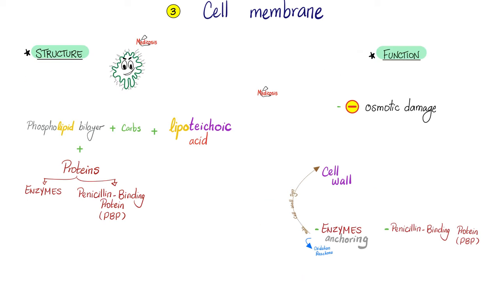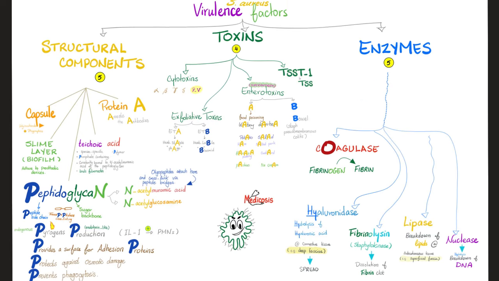We talked about the capsule and the slimy layer. We talked about the cell wall. Let's talk about the cell membrane of Staph aureus. Structurally, like any membrane, lipid bilayer, phospholipid that is, plus carbohydrates, plus lipoteichoic acid, plus some proteins, such as penicillin binding protein and enzymes. You need enzymes for anchoring, oxidative reactions, and to synthesize the cell wall peptidoglycan. Function: prevent osmotic damage. We are done with the bacterial structural components.